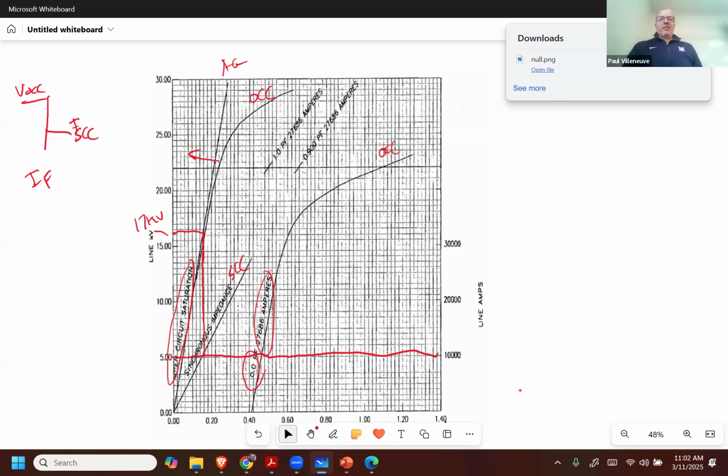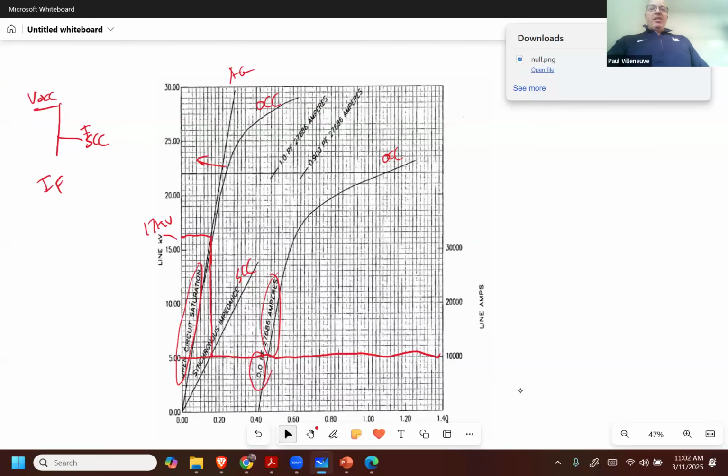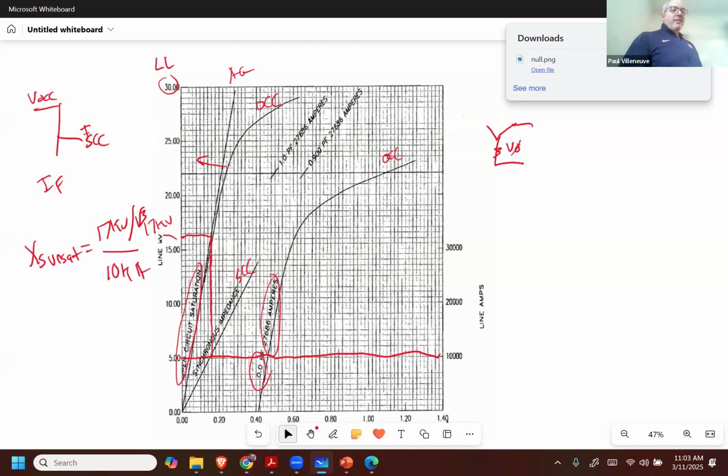So I don't remember if it says it on this sheet here, but this is a Y-connected machine. So the voltage that you see over here is a line-to-line voltage. It's across two legs of the generator. So that's that voltage here. If I want to calculate the individual one over here, I need to get the phase voltage. So my XS unsat is going to be 17,000 volts divided by the square root of 3. Remember to convert that to a phase voltage. And I'm going to divide that by 10,000 amps.